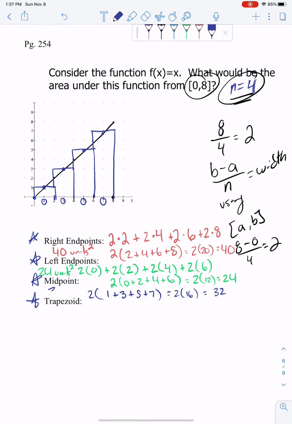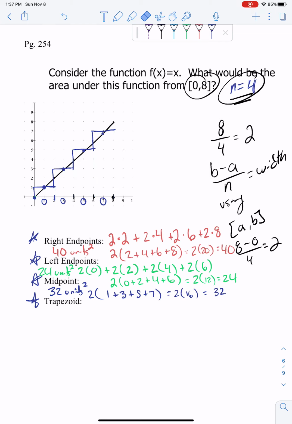So my midpoint says that I should be at 32 units squared, which happens to be right between 40 and 24, which kind of makes sense because my function's a linear function. It's a straight line. So the right endpoints and the left endpoints, of course, the midpoint is going to be right in the middle. That doesn't always happen, but this is a linear function, so it does kind of happen. Now the trapezoid. This is the fun one.